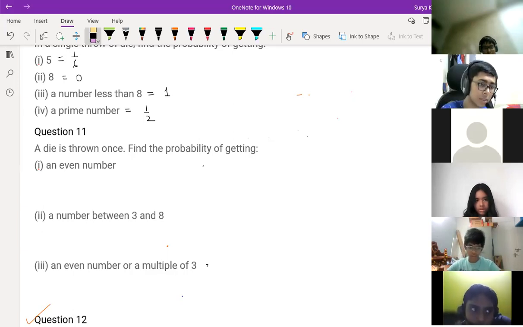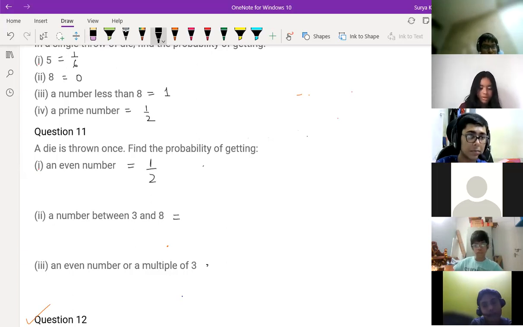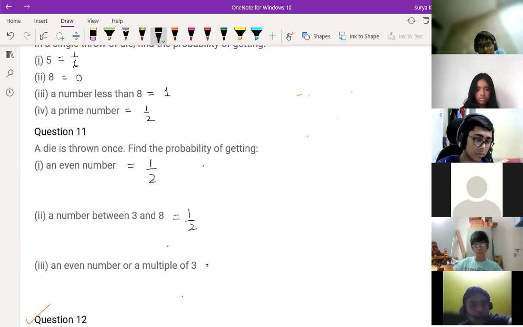Very interesting. Pulastya has done. This is very easy, no? Yes, sir, I'm also done. Okay, Pulastya, Sai Ritvik. Tell me, Shriyanvi, what is the question? An even number or a multiple of 3, between 3 and 8. 1 by 2.